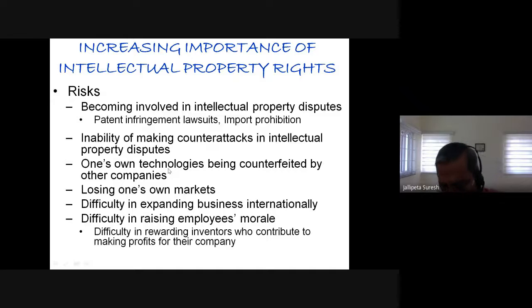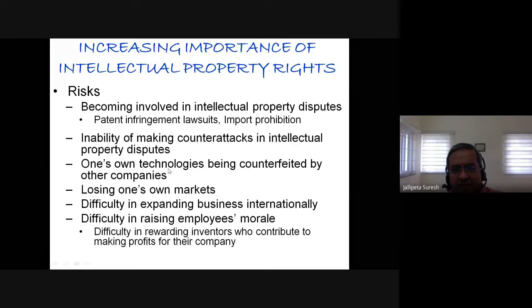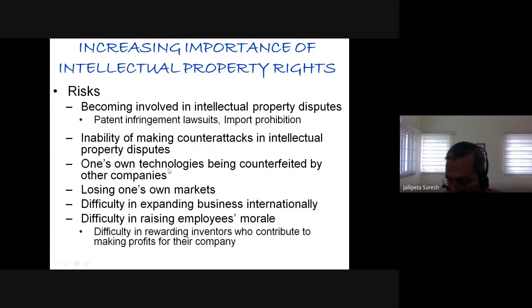Right. So far, we have seen intellectual property rights, the characteristics of intellectual property rights, types of intellectual property rights, and a little more about trademarks. And now we are going to see the importance of intellectual property rights.